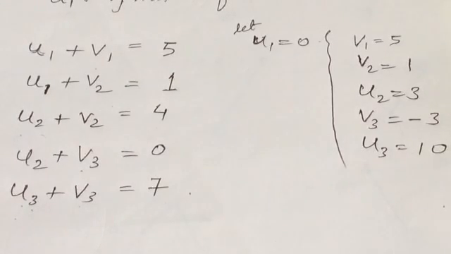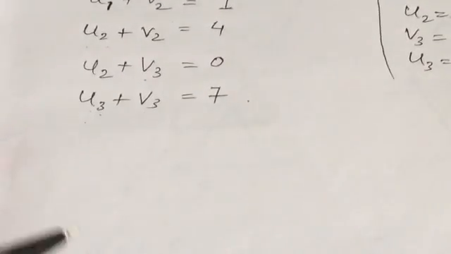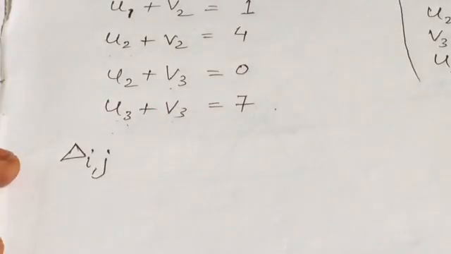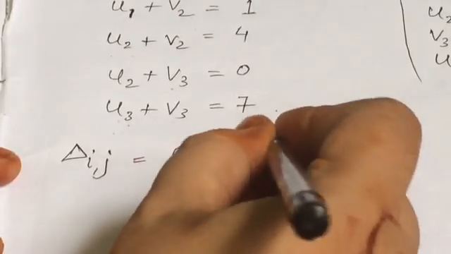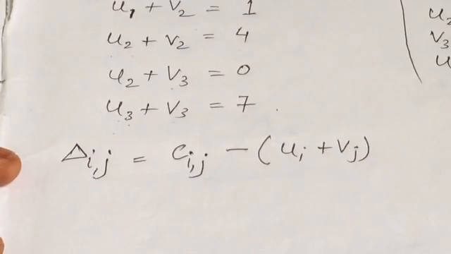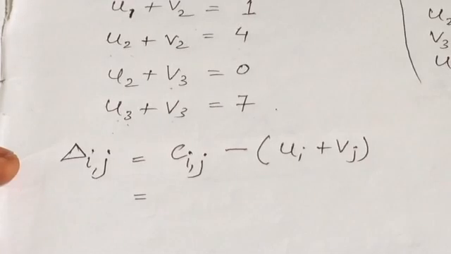Okay, in this way we will find these values: U1 V1, U2 V2, U3 V3. Now the next step, in the same step, you have to find the opportunity cost for unoccupied cells, and that is done using del ij, and it is found using the formula del i,j is equal to Cij minus (ui plus vj), where Cij is the transportation cost.